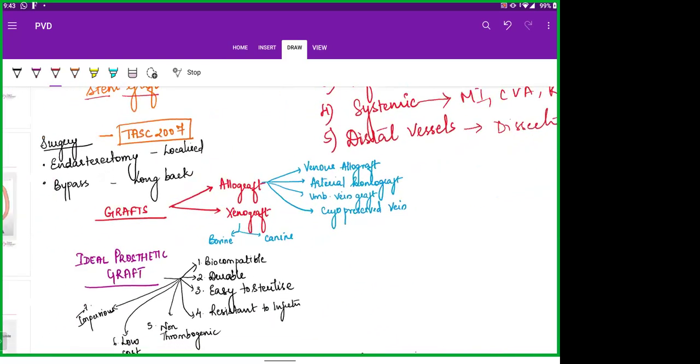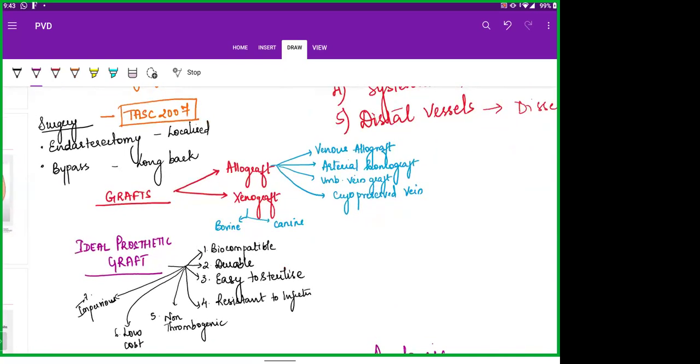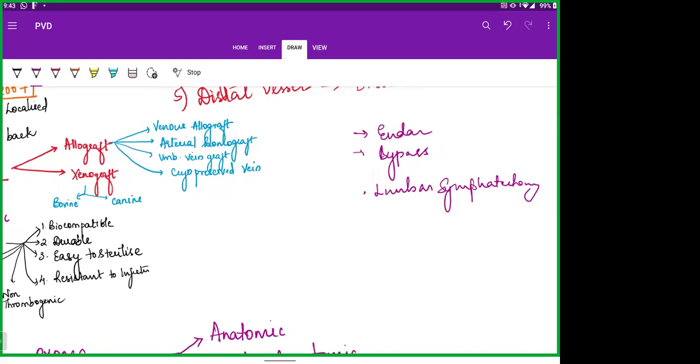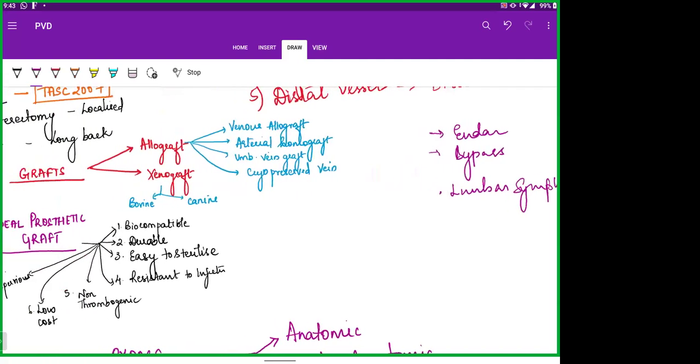So now we will talk about surgical intervention. In short, you have a couple of procedures which are very important, like endarterectomy, then bypass. Then for completeness, there are things like lumbar sympathectomy and omentoplasty, and there are other procedures also. But we will talk in detail about the bypass and the endarterectomy.